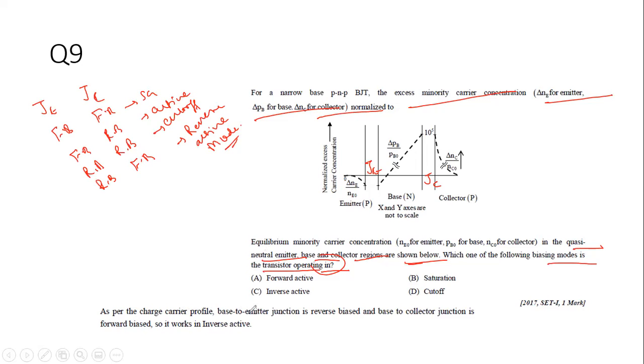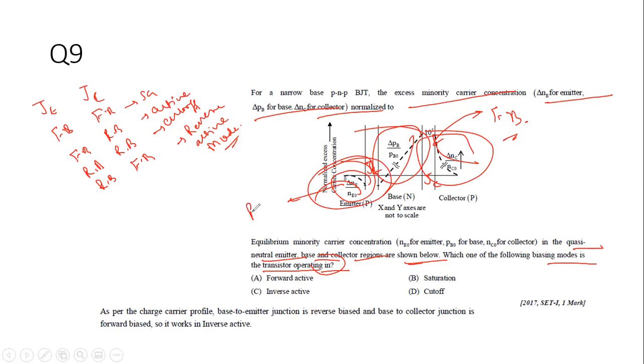As per the charge carrier profile, this is the formation of diffusion current. Here there is more diffusion, which is forward bias. Here there is less diffusion, which is reverse bias. So it is the inverse active mode, and option C is the right option.